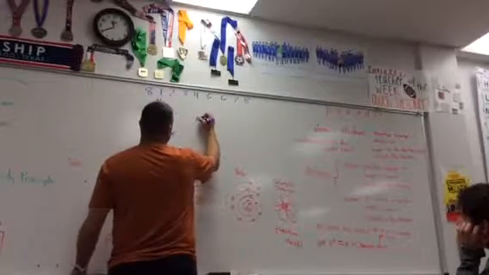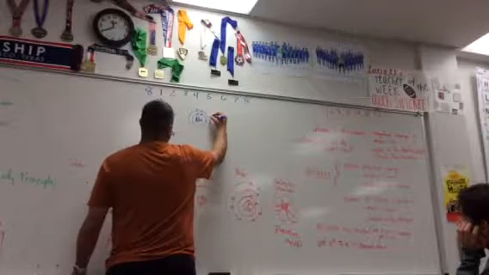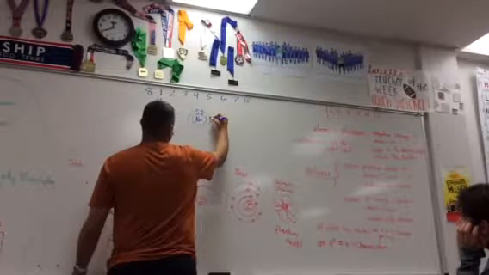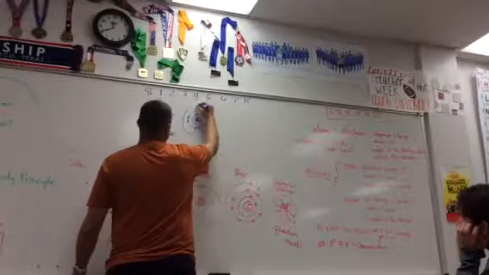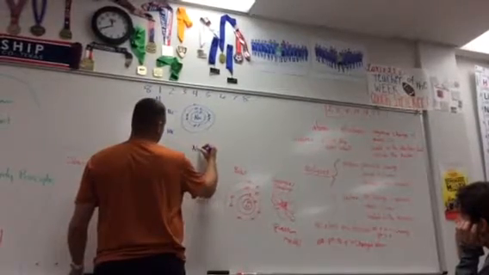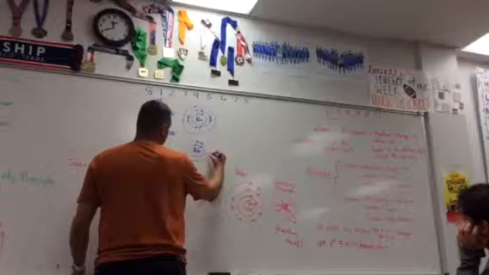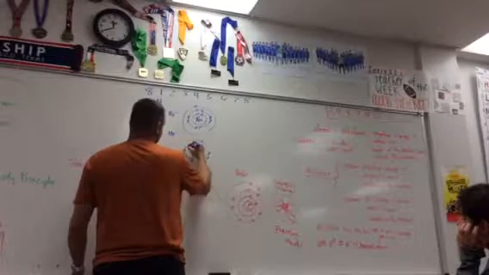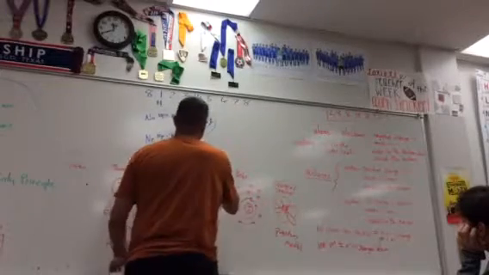Well, sodium has 2 electrons in its first energy level, right? And then it has 8 in its second energy level, and it has 1 in its third energy level. Neon has 2 in its first, 8 in its second, and remember, the max it can hold is 2 and then 8, and then it's done, so it has 10 total.